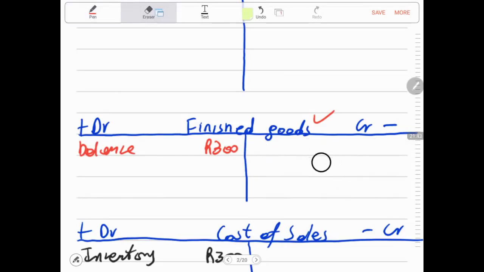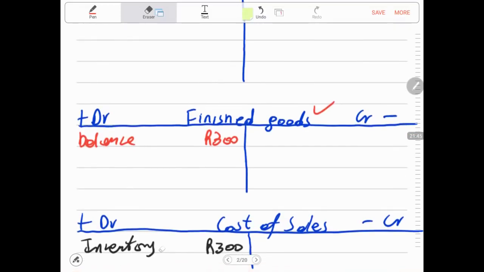Now this is the beginning of the year. Cost of sales will not have any opening balance because this will be closed off at the end of the year to gross profit. Then the closing part, that is from a financial accounting perspective, I'm not going to explain the closing off of the cost of sales. I'll just leave it like that because it's just another concept of closing cost of sales.